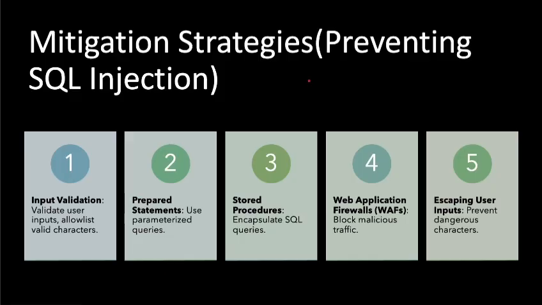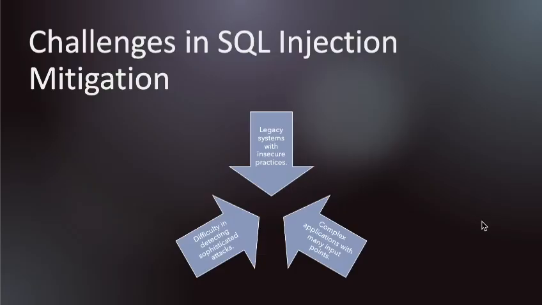Mitigation strategies for preventing SQL injection. Here we are going to talk about 5 mitigation strategies. To prevent SQL injection, developers can validate inputs, use prepared statements, and implement stored procedures. Web application firewalls can also filter out malicious traffic. Escaping special characters is another simple but effective method.